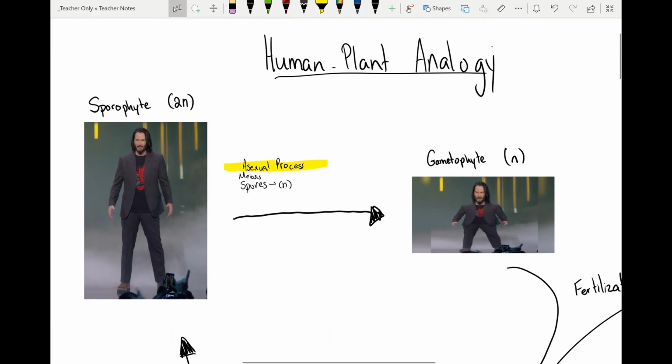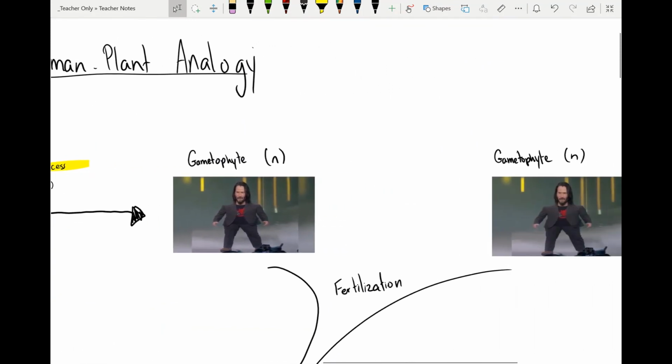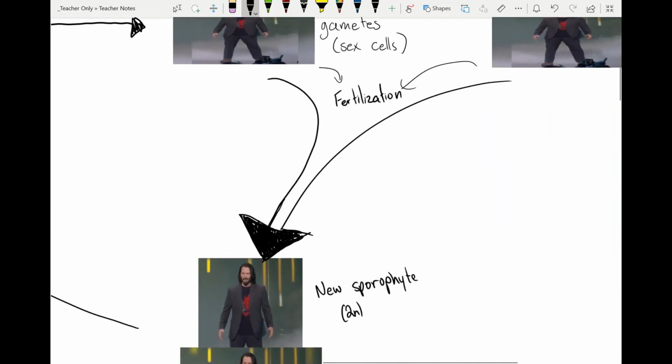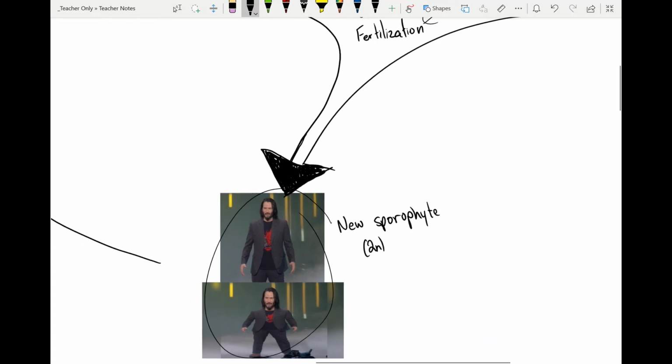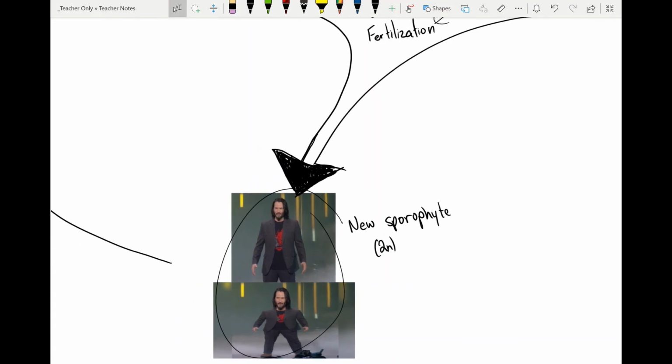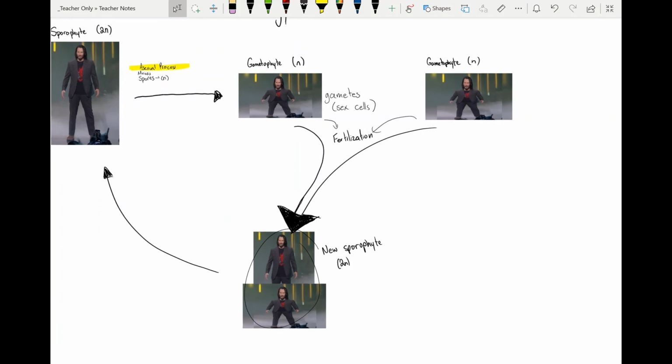Then, if I move over here, a new gametophyte comes in and they produce gametes or sex cells. They release them, they become fertilized, and then a new sporophyte will grow from this fertilization. In some cases, they will be one organism. In some cases, they will detach, depending on which type of plant you're talking about, and then the cycle repeats.